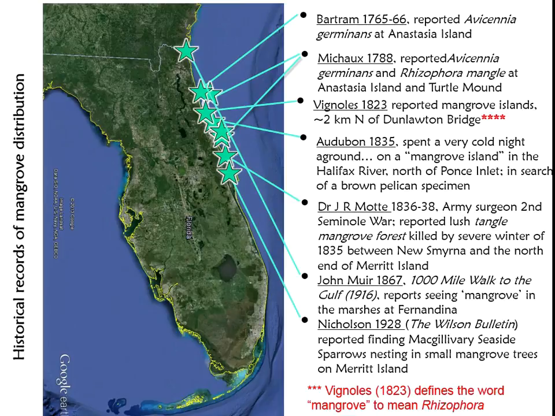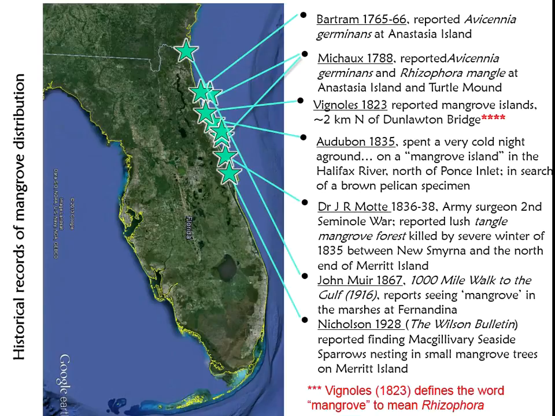I just discovered this book, A Thousand-Mile Walk to the Gulf by John Muir. He has one sentence in there on mangroves. And he gets off the ferry at Fernandina, and he talks about seeing mangroves out in the marsh. This thousand-mile walk was in 1867. The book didn't get published until, I think, 1916, something like that. But this is the northernmost historical record that I've found. And John Muir was a botanist, so I have to believe that if he says he saw mangroves, that he saw mangroves.